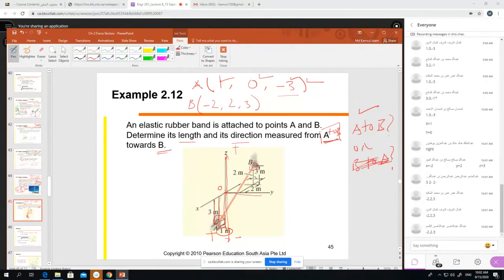So B is X equal to, you are saying minus two, because X is in that direction and that direction is negative. So minus two is correct. Then plus how much? Plus two, because it is given here two. Plus two is correct and plus three is also correct. Both are correct. Minus two, two and three.